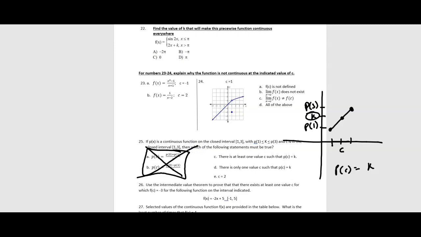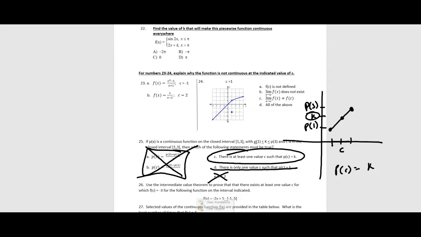That's not the answer. The conclusion of the IVT just tells you that there is a C value. It doesn't tell you what C is. So it's not going to be E. It can't tell you what the C value actually is. It only tells you that there is at least one. It doesn't tell you there's only one. It tells you that there is at least one. So that's what the IVT does. It tells us that there's at least one value of C such that P of C equals K.